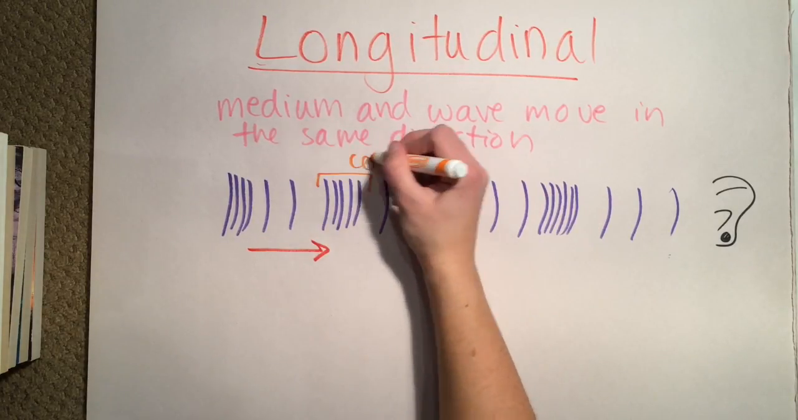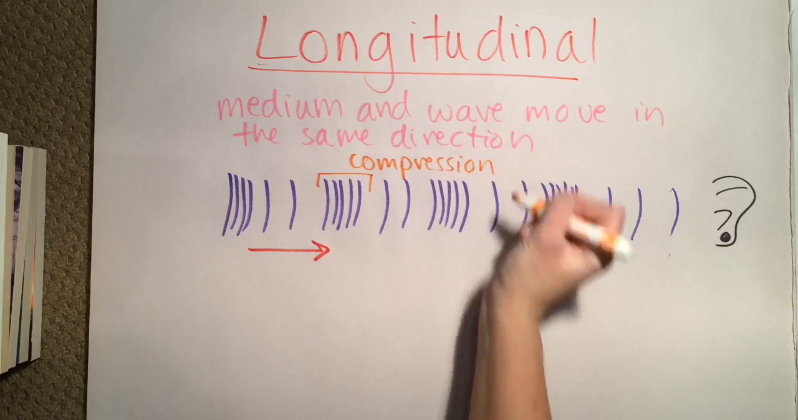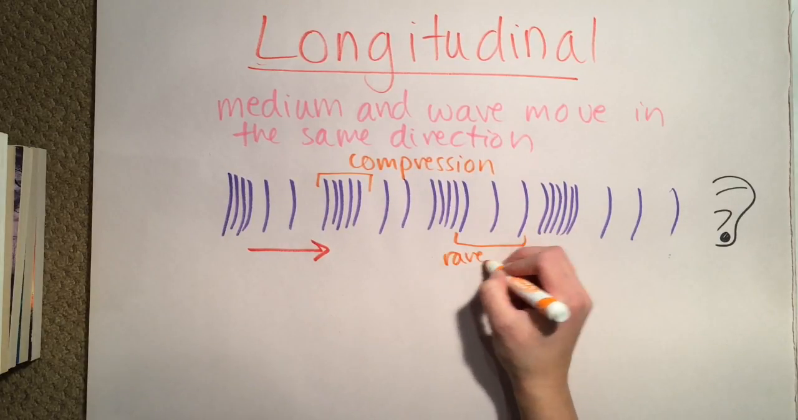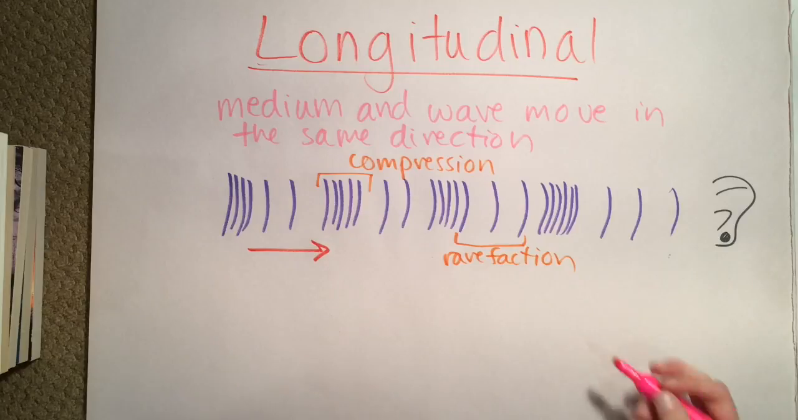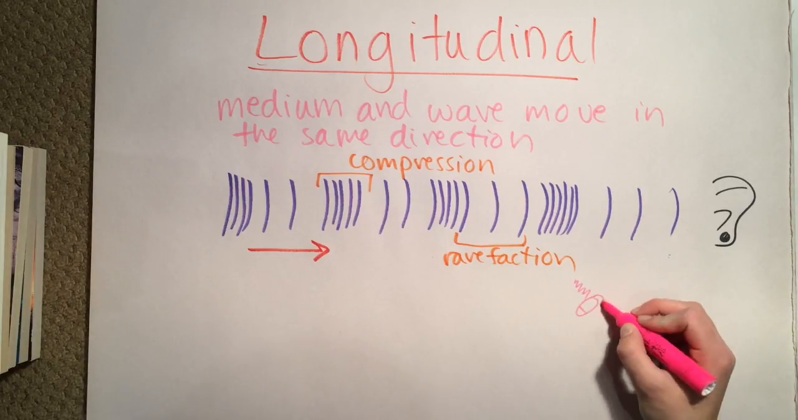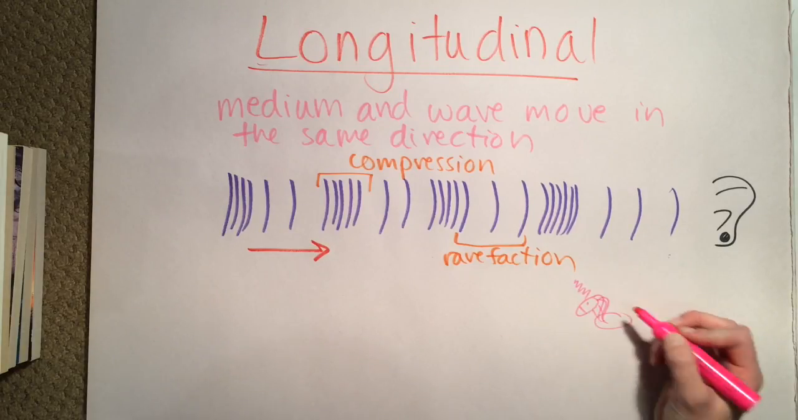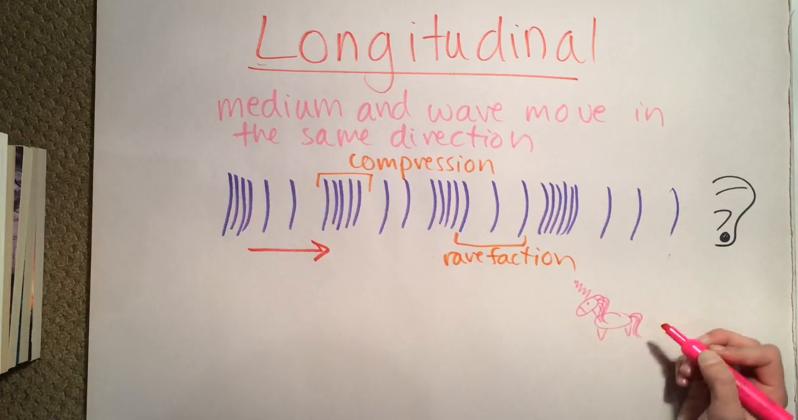They have a compression, which is where the waves are closer together, and a rarefaction, which is where the waves are further apart. You can keep them separate by remembering that it's rare to find a wave in a rarefaction, just like it's rare to find a unicorn in real life.